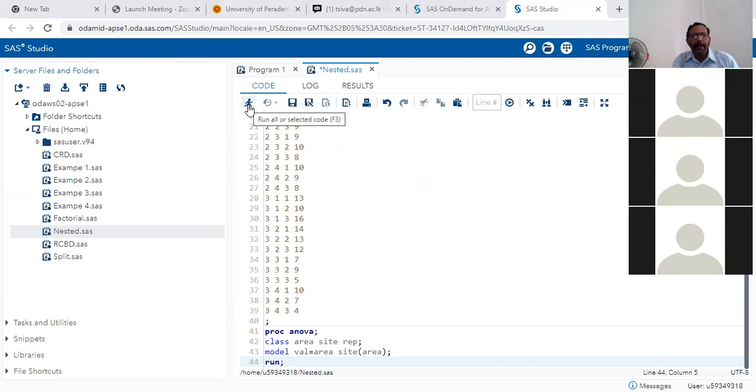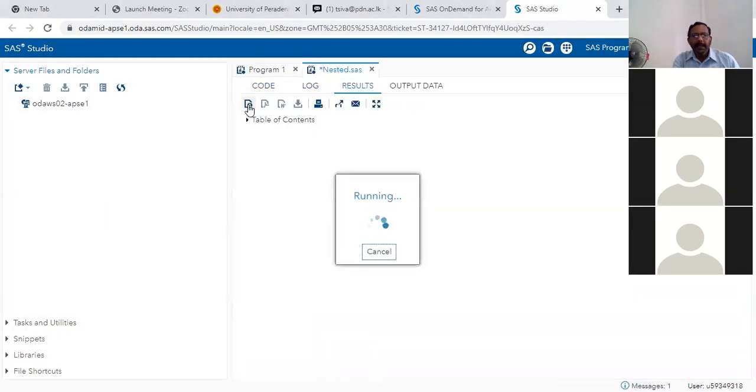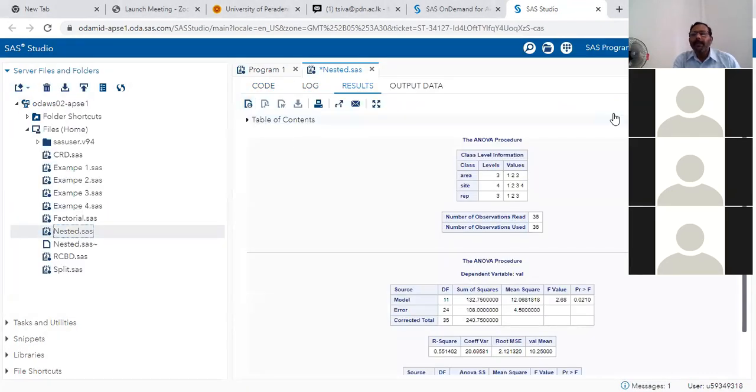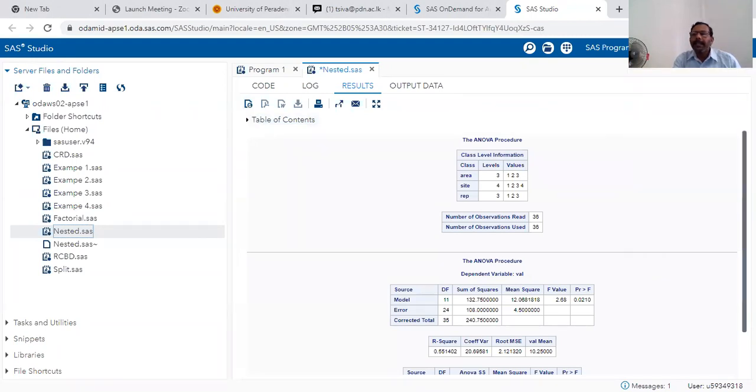I will run the program and see. This is the first step that we have to do. Maybe the other steps I will show you. In the first step, we have run the program. This is the primary information: area, site, and the replicate. Everything is fine. The total number of observations is there. This is the ANOVA table.